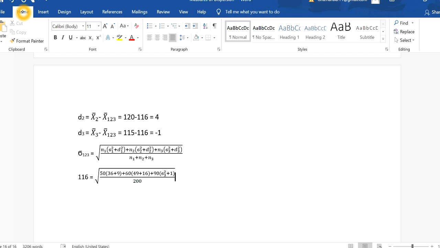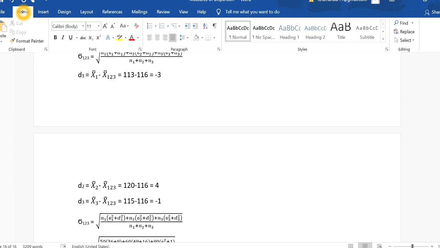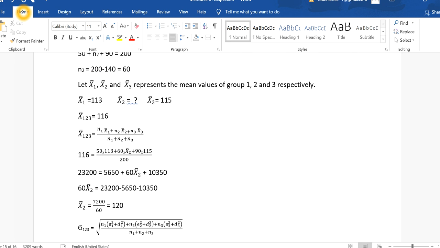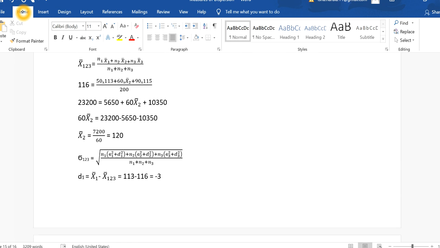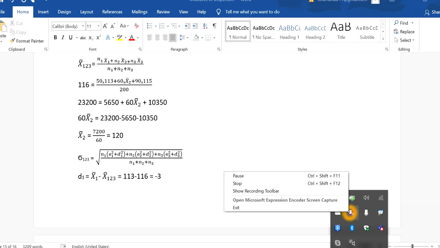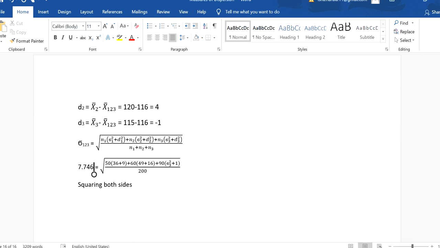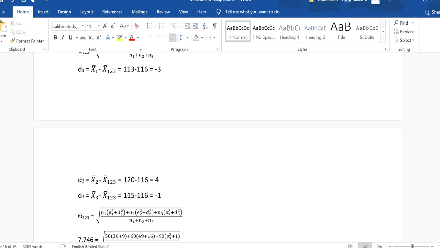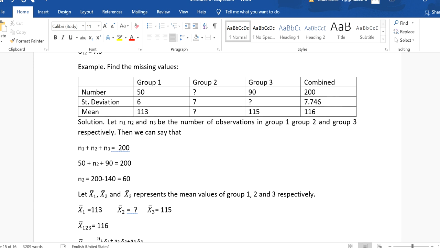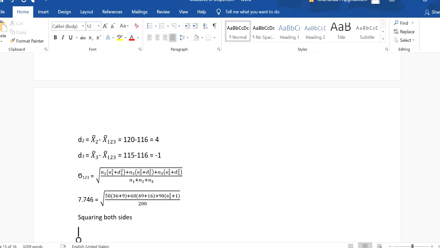Right. So next step, squaring both sides, because we have to remove under root. So 116 into 100 and this combined standard deviation. So combined standard deviation is given to us, that is 116. Okay, I'm sorry, I have written standard deviation is 116. It is not 160. It is 7.746. So I wrote the wrong value. I took the combined mean value. So 7.746. So squaring both sides.